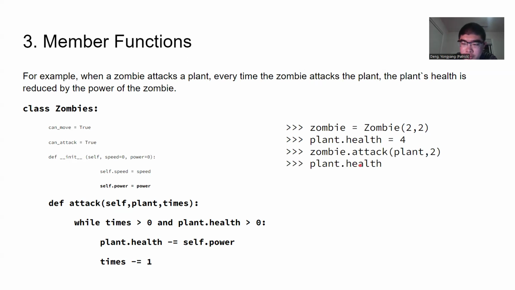Plant health. When you attack 2 times, like twice, the plant will be dead. The plant has health 4 and each time the health is reduced by 2, because 2 is the power of the zombie. So plant health will be 0, which means the plant is dead. So this is how the attack function works.